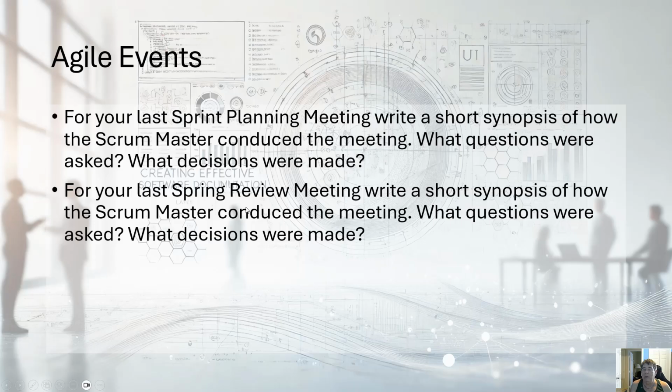Agile events, I want to know how your meetings are going. So I want you to just write up three paragraphs on how your sprint planning meeting went. Like, what did you do, what did you talk about, what did you decide on, and so forth. And then your sprint review meeting, your last sprint review meeting. Now, you may not have had a sprint review meeting at this point, but you probably have. So make sure you talk about that, and you just tell me what you did.